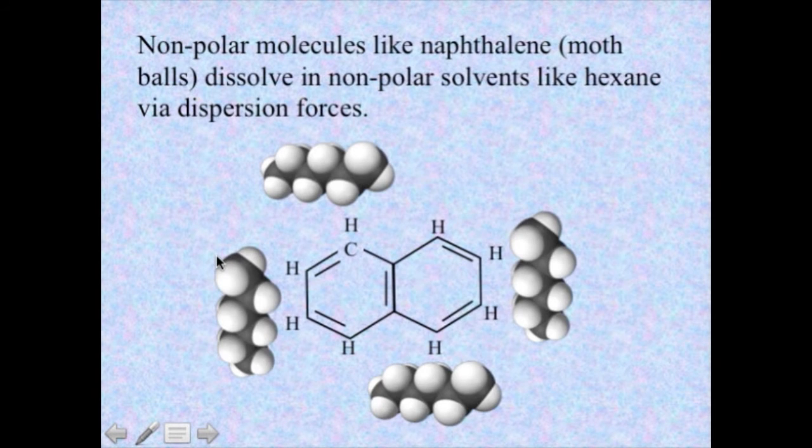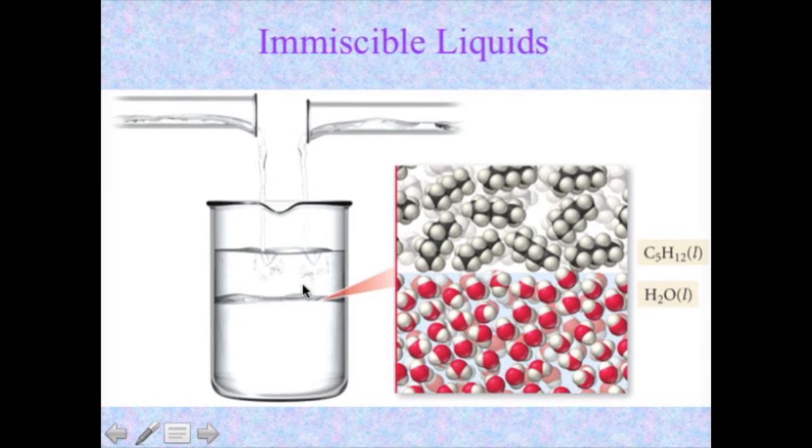And nonpolar molecules like naphthalene dissolve in nonpolar solvents like hexane through dispersion forces. But if you put some pentane into water, they will not mix. The water molecules will not separate because they do not get enough energy in interacting with pentane molecules. So the water molecules stay in their own layer, and the pentane molecules stay in their own layer.